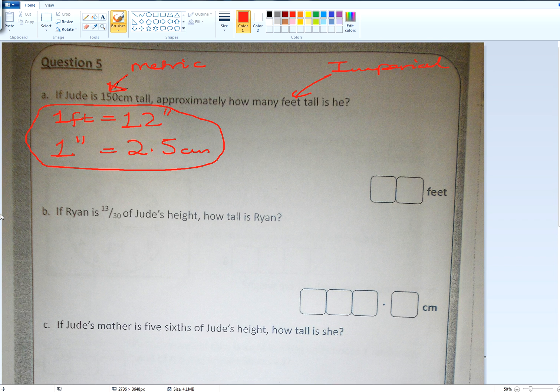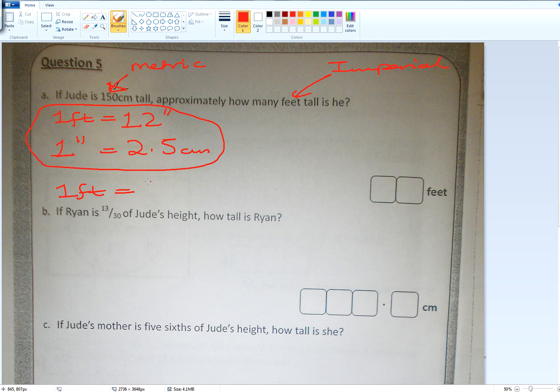So, question 5A. Also, there's another rough conversion as well. We also know that 1 foot is equal to, now what's 12 times by 2.5?